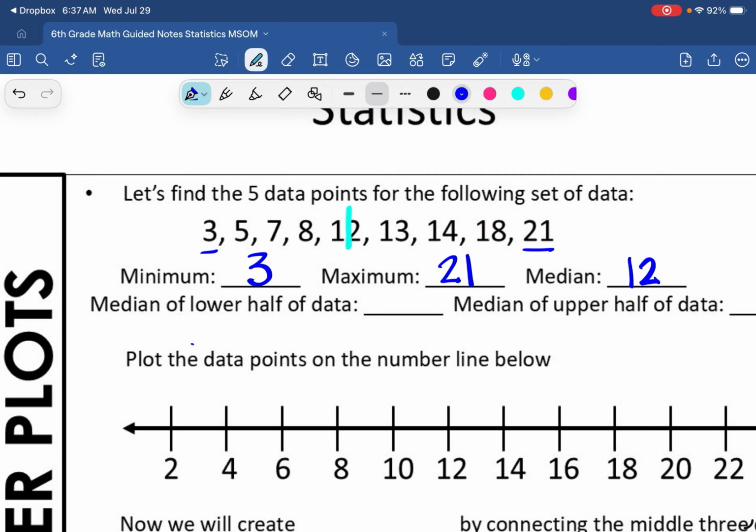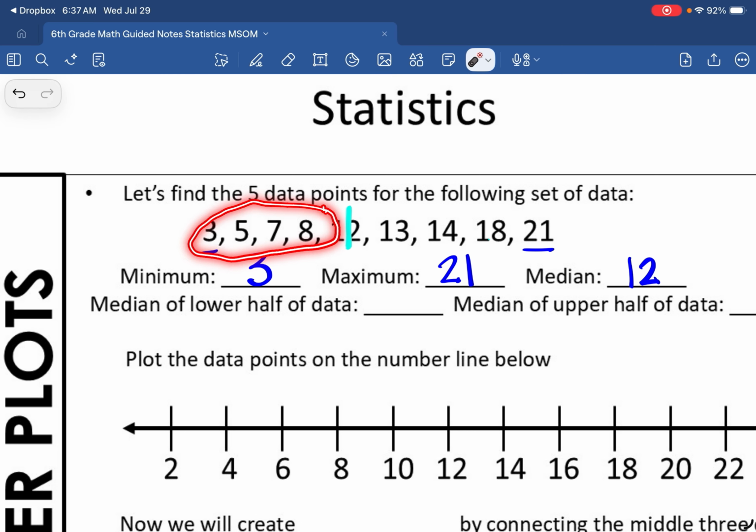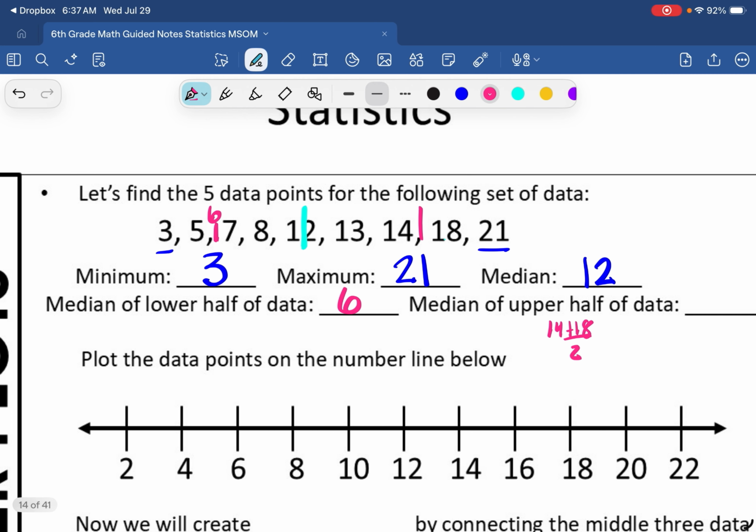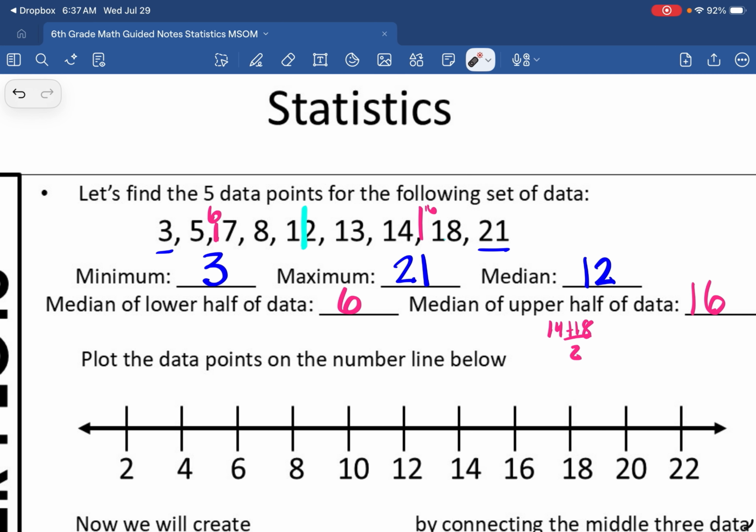Now I need to find the median of the lower half of the data. So the median right there, and we talked about this previously, is going to be the number right between 5 and 7. I know that number is 6, but if you don't know that, you can go 5 plus 7 and divide that by 2, and that will give you 6. Now I need the median of the upper half of the data, which is going to be right here between 14 and 18. If I don't know that, I can go 14 plus 18 divided by 2, and that will give me 16. So here are my 5 data points: 3, 21, 12, 6, and 16.